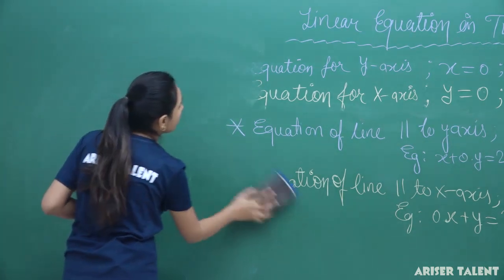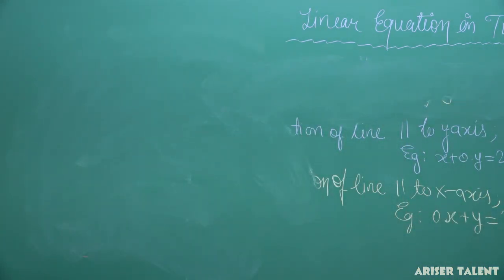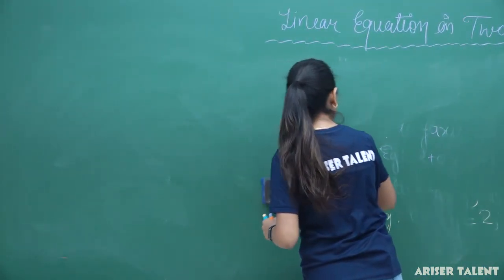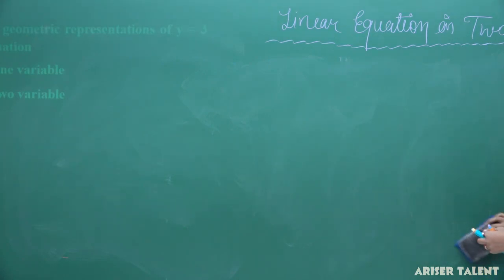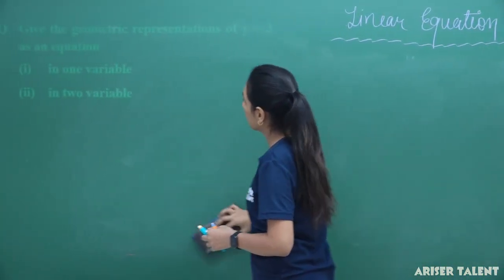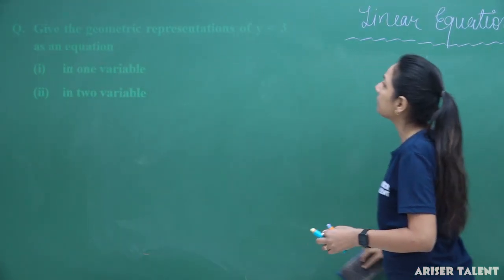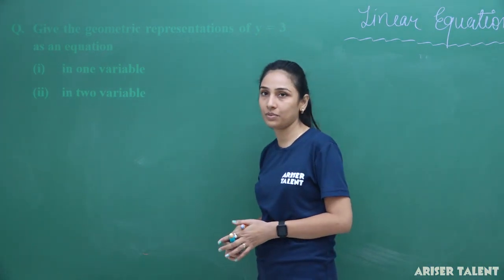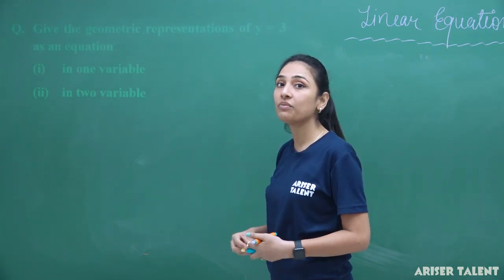After this, now we are going to solve a question. See what's our question. Give the geometric representation of y equals to 3 as an equation in one variable.